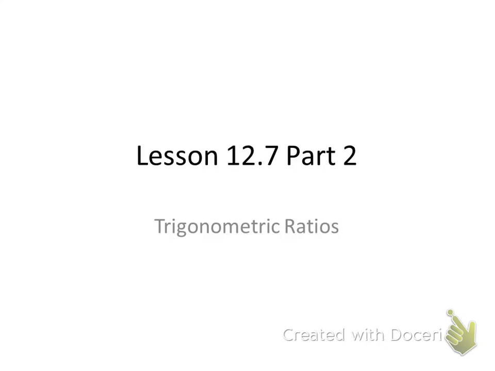Lesson 12.7 part 2. What we're going to do today is the second half of the lesson that we did yesterday, which was using sine, cosine, and tangent to find the angle measurements of a right triangle. Now, who can tell me what the acronym for sine, cosine, and tangent is? SOHCAHTOA. Perfect.